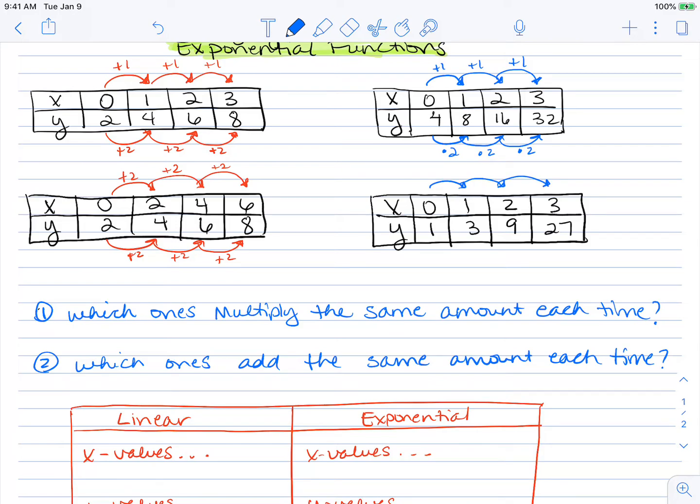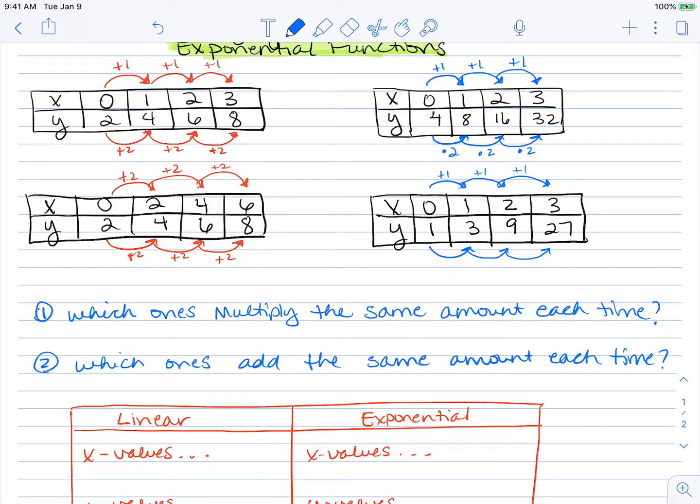And I'm going to say, well, it's going from 0 to 1, 1 to 2, 2 to 3. Well, it looks like I'm adding 1 every time. And that will get me to the next term. And then I'm going to look at the y's and see how that's changing. And from 1 to 3, well, if I added 2, that would get me there. But from 3 to 9, well, if I add 2, that won't get me to 9. So adding 2 is not it.